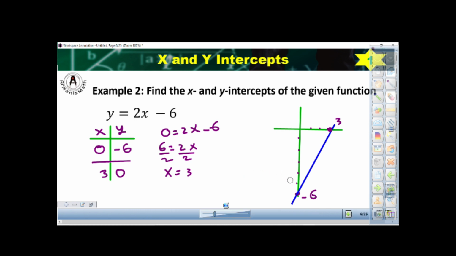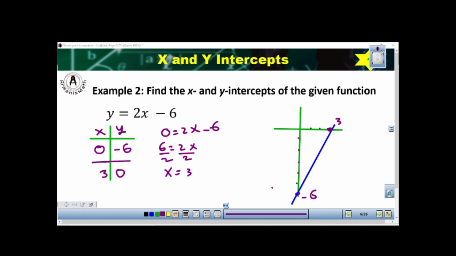So anyways, again, you could put them in a point format. So this is going to be 3, 0. You're going to say this is the x-intercept. And this is 0, -6. And you call this the y-intercept.